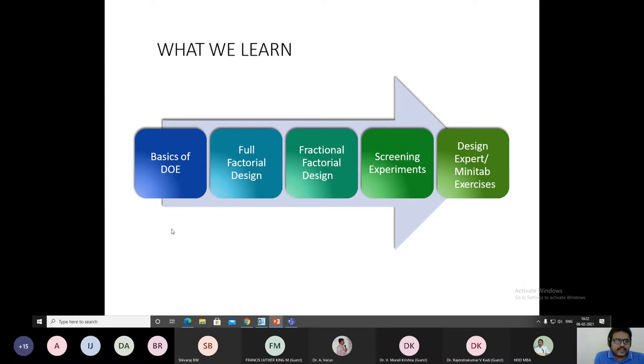What do we learn in this presentation? The basics of DOE, full factorial design, fractional factorial design, and screening experiments. I would also like to show a glimpse of Design Expert software with the help of my case study, and how the analysis can be evaluated and extracted from the software.